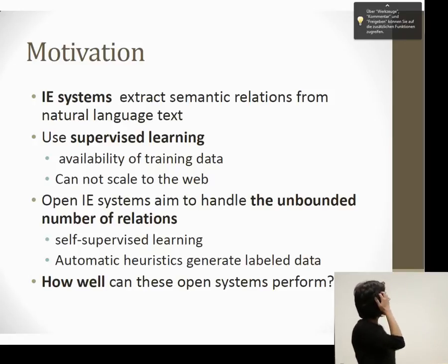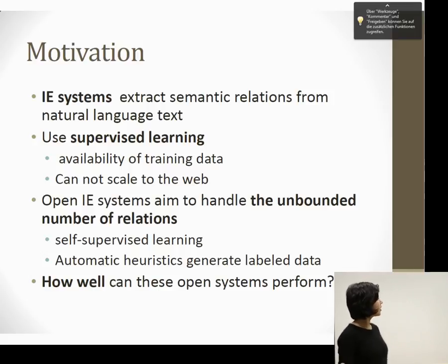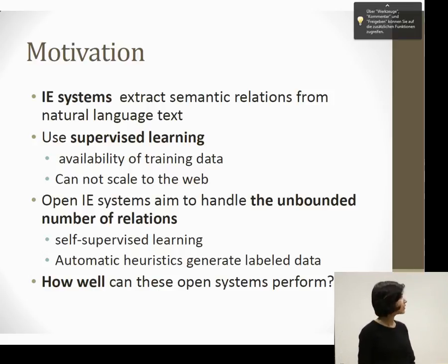The purpose of an IE system is to extract semantic relations from natural language text. For this purpose, they use supervised learning of relation-specific examples. So they need availability of training data, and availability of training data makes a problem for a large-scale corpus like the web and Wikipedia and so on.